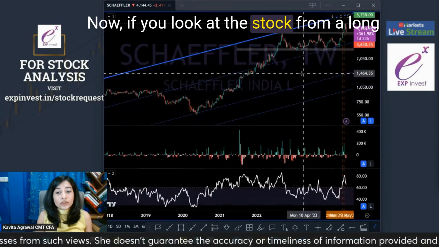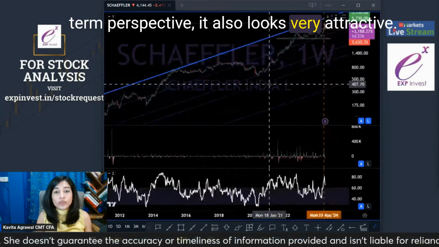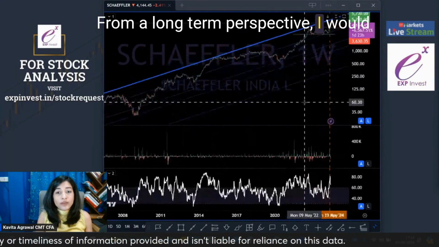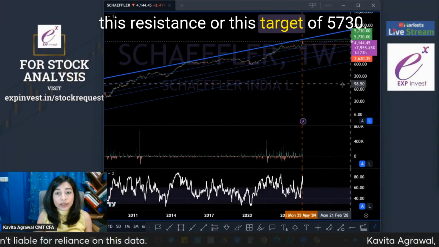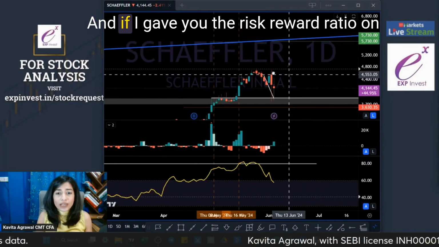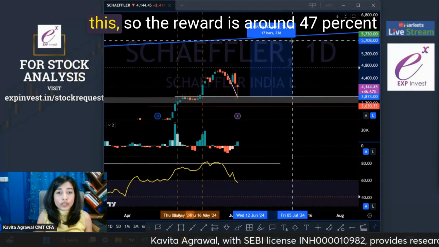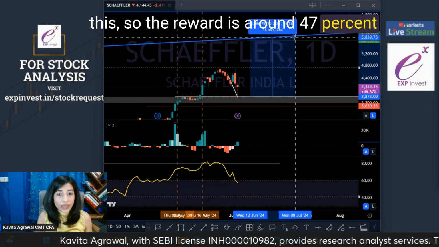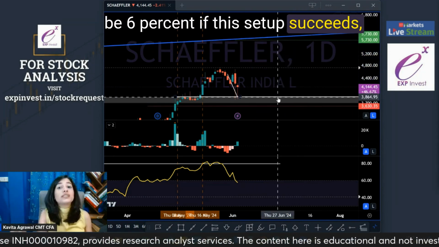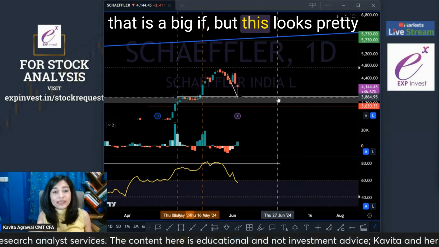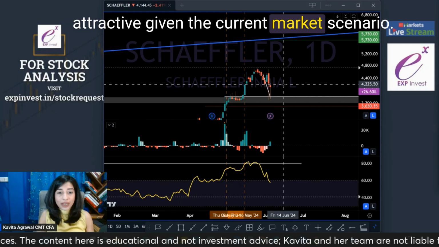Now, if you look at the stock from a long-term perspective, it also looks very attractive. From a long-term perspective, I would definitely expect the stock to breach above this resistance or this target of 5730. And if I gave you the risk-reward ratio on this, the reward is around 47% or even 50%, and the risk would be 6% if this setup succeeds. That is a big if. But this looks pretty attractive given the current market scenario.